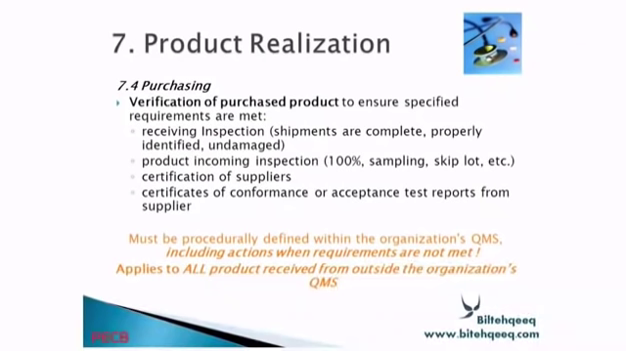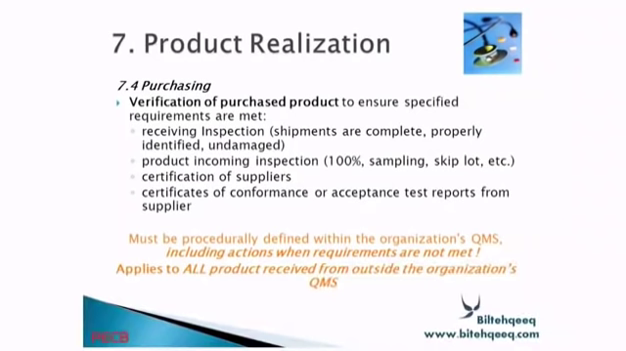Verification of purchased product is to ensure specified requirements are met: receiving inspections, shipments are complete, properly identified, undamaged product, incoming inspection, 100% sampling, skip lot, etc., certification of supplier, certificate of conformance or acceptance test report from the supplier. So you can verify the product in any way. You can perform the 100% inspection, or you can select some samples to check, or you can also trust the supplier certificate. It depends upon the nature of the product and the competency level of the supplier.